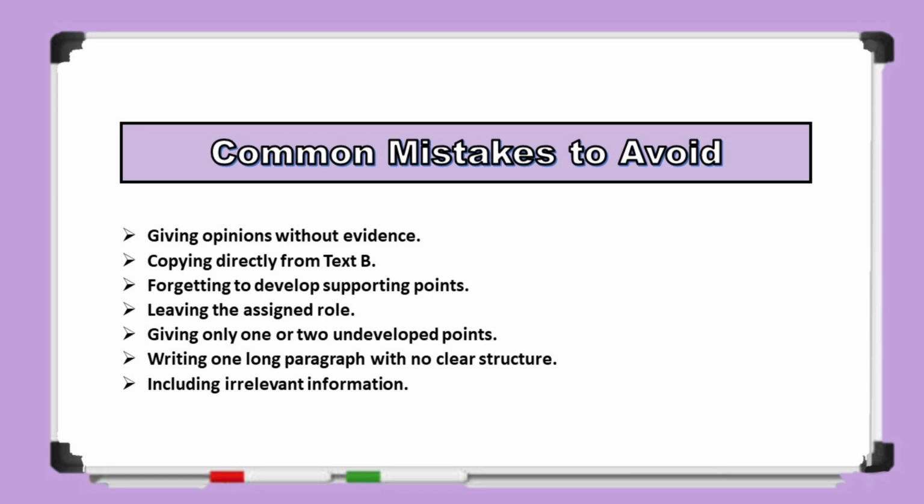Finally, be aware of the common mistakes candidates make. Don't give opinions without evidence. Don't copy directly from text B. Don't forget to develop your supporting points. Don't leave the assigned role. Don't write only one or two undeveloped ideas. Don't write a disorganized response, and don't include irrelevant information. If you follow this method every time, you'll give the examiner exactly what is required and give yourself the best chance of scoring the full 5 marks.